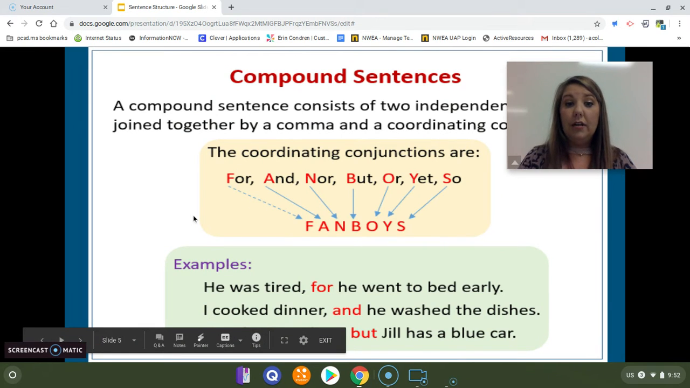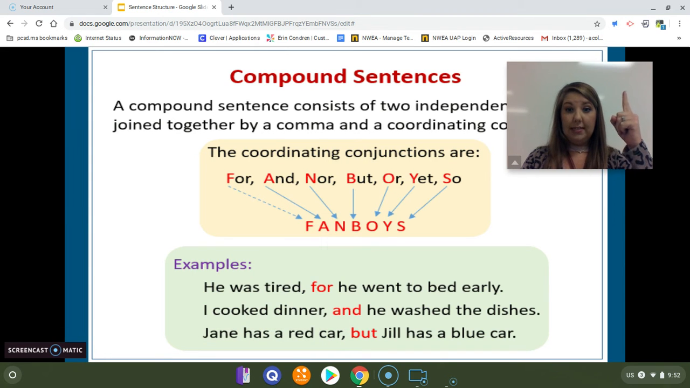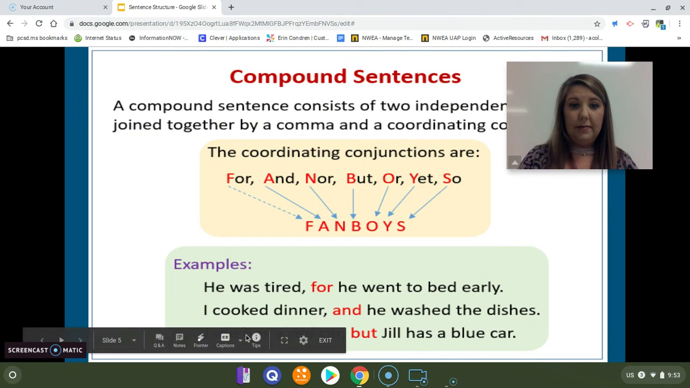I cooked dinner and he washed the dishes. I cooked dinner is a sentence. He washed the dishes is a sentence. We want to merge them. I cooked dinner, comma, and he washed the dishes. So you need that comma and that fanboy, okay? Let's try the last one.